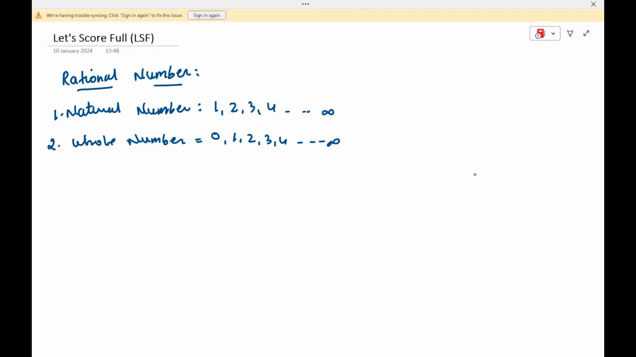These are the representations: we represent natural numbers by capital N and whole numbers by capital W. Third one is integers.